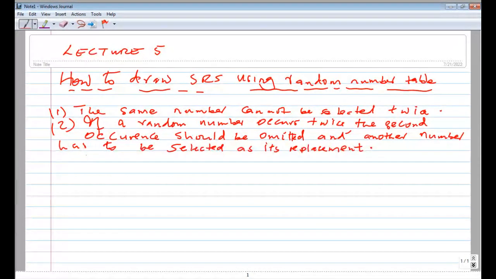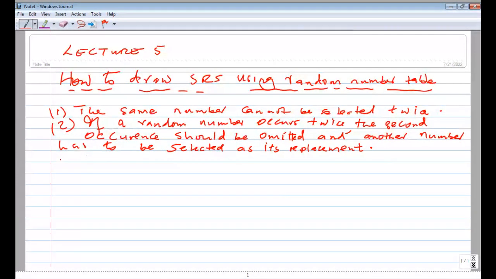Get that? Those are the two important points that you must know when you are selecting the sample based on a random number table. Point number one, the same number cannot be selected twice. Number two, if a random number occurs twice, the second occurrence should be omitted or discarded or removed, and another number is to be selected as its replacement. Now let's consider the example on how to do that.